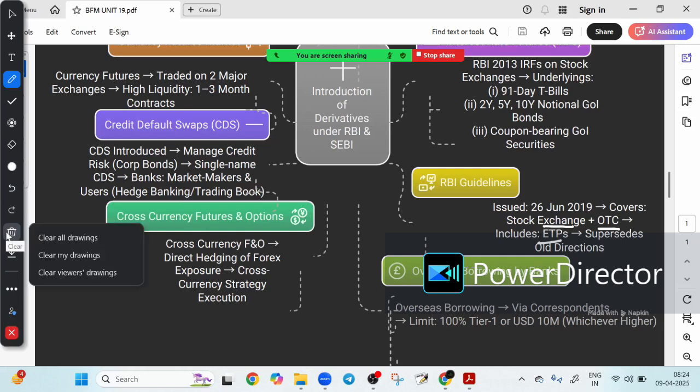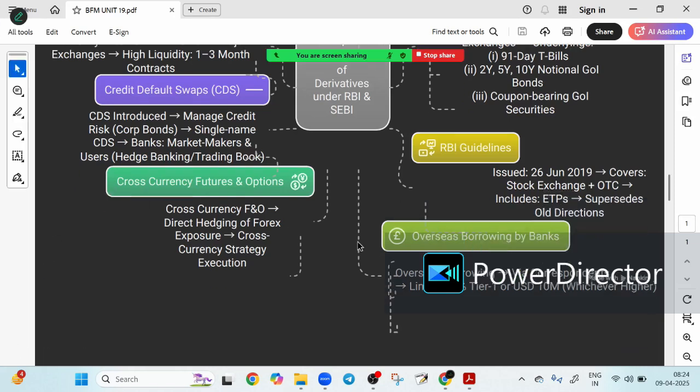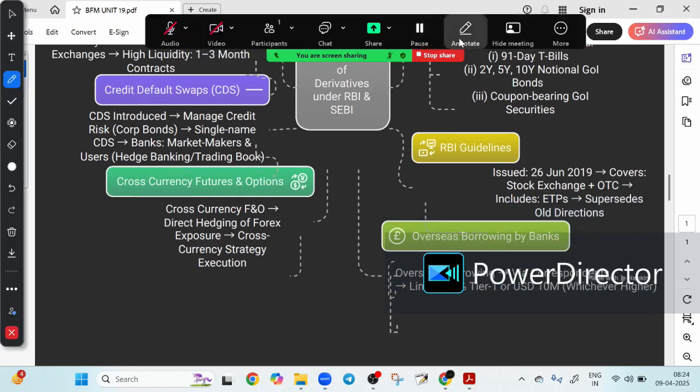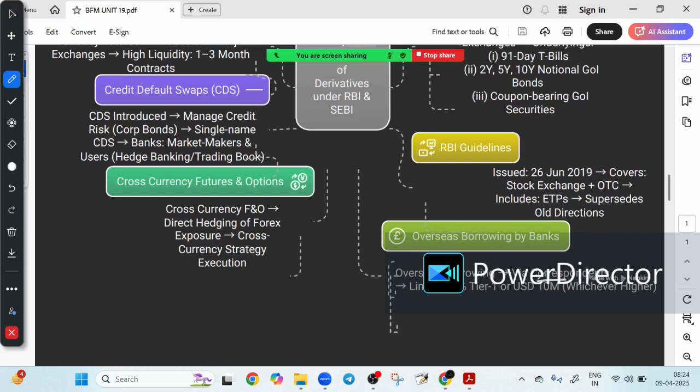Now if you look at the overseas borrowing by the bank at the bottom, remember this is a very important thing. Under this framework, a bank can borrow overseas via correspondent, and there is a limit, there is a cap: either 100% of tier 1 or USD 10 million, whichever is higher, right? Ensuring stability even while enabling global expansion. So this limit you must keep in your mind, that for overseas borrowing there is a limit. Suppose tier 1 is 100 crore. What is 100% of tier 1? That is 100 crore. So either 100 crore or USD 10 million, whichever is higher, right? That is the limit that has been capped on overseas borrowing by the bank, right?